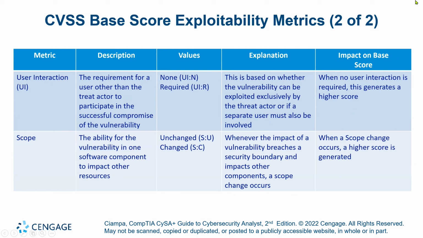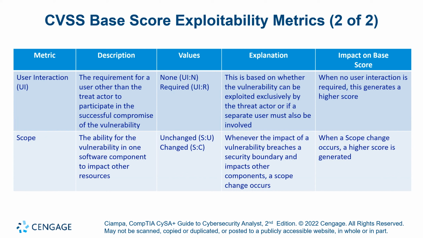User interaction, the requirement for a user other than the threat actor to participate in the successful compromise of the vulnerability. None, and then there's required. This is based on whether the vulnerability can be exploited exclusively by the threat actor or if a separate user must also be involved. When no user interaction is required, this generates a higher score.